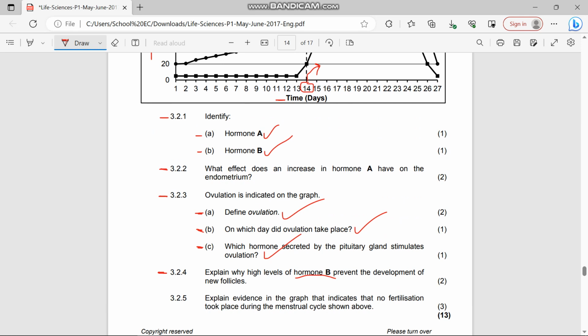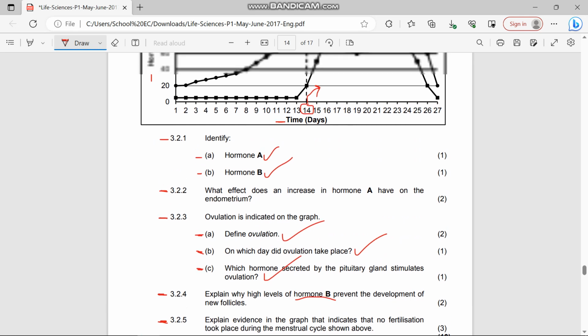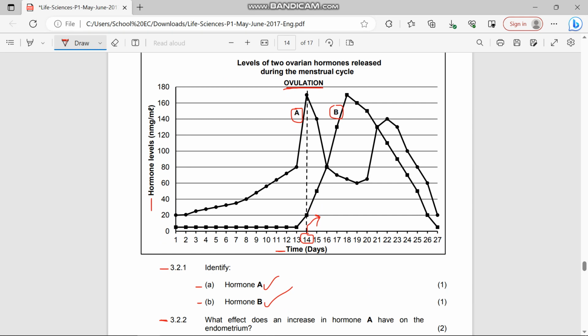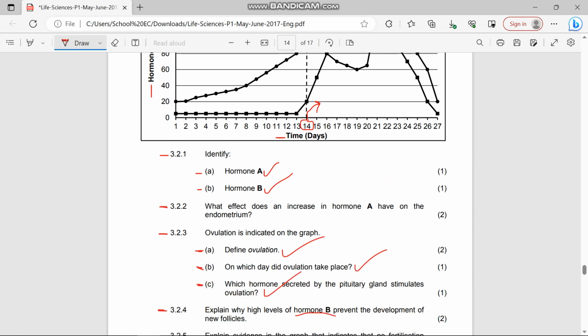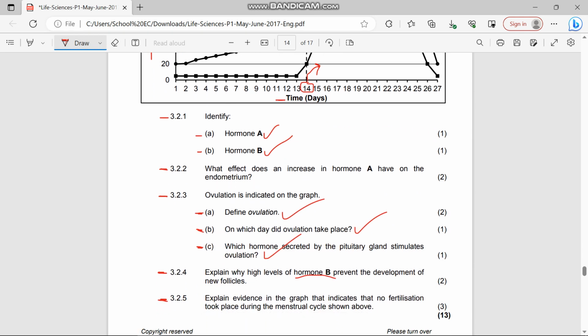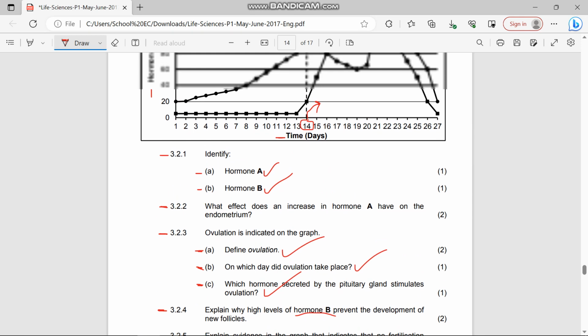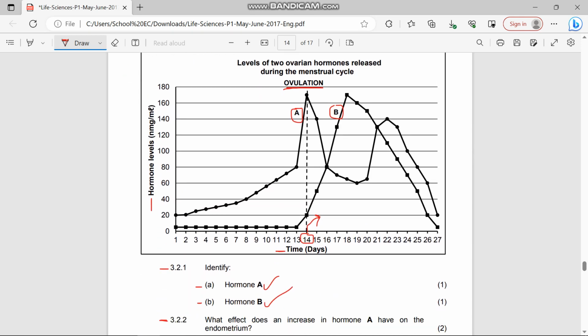Okay, so let's move to 3.2.5. It says, explain the evidence in the graph that indicates that no fertilization took place during the menstrual cycle shown above. So no fertilization took place, meaning that after the release of the egg, there was no fertilization, right? Yes, indeed, but now we have to explain the evidence. So look at the progesterone.